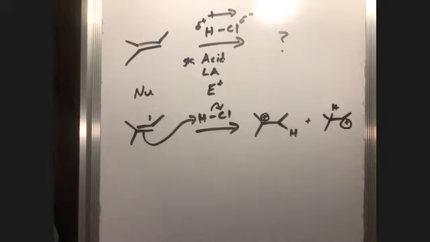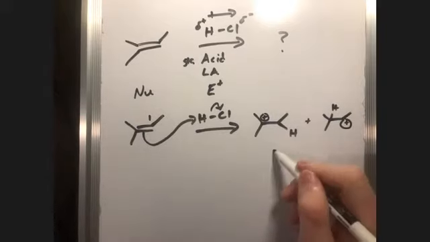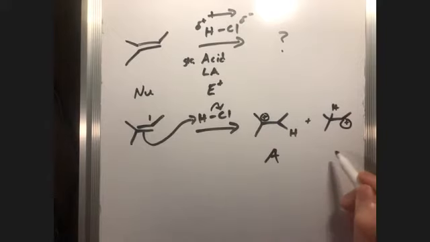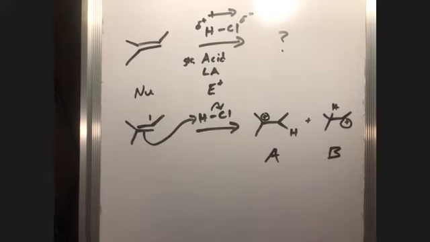Okay, so which one of these is the more stable carbocation based on our rules we just talked about? I'll let you answer. This is A and B. Which one's more stable?